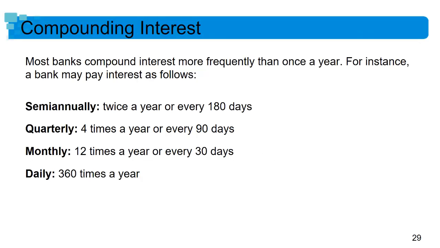Now, like I said, we normally compound more frequently than per year. So when you see words like semi-annually, that means twice a year, quarterly 4 times a year, monthly 12 times a year, and daily, just to make the math easier, we're going to go ahead and say that that's 360 times a year.